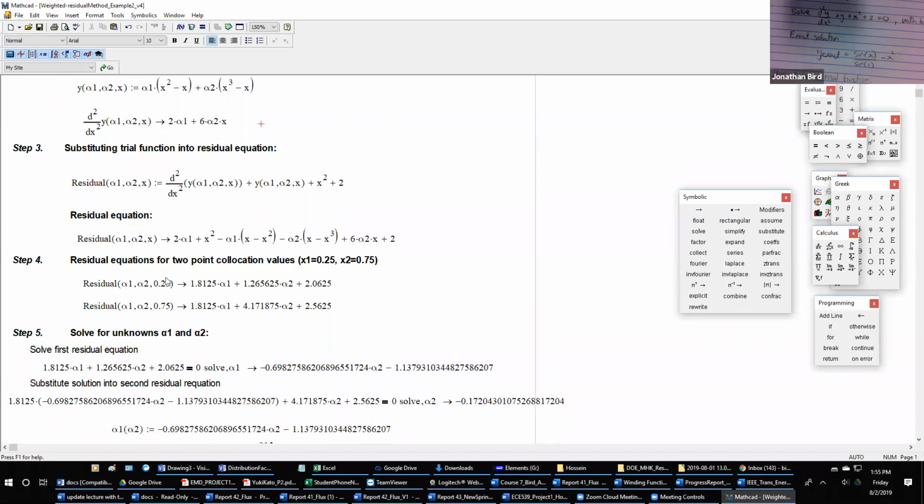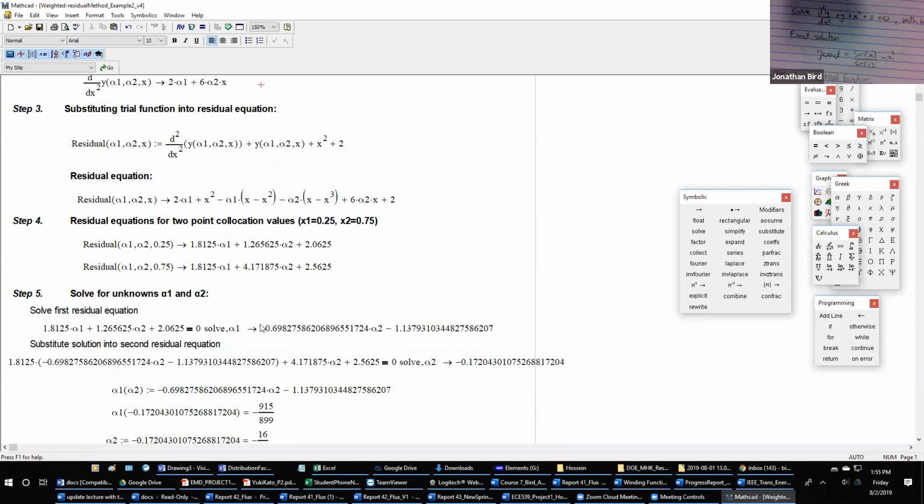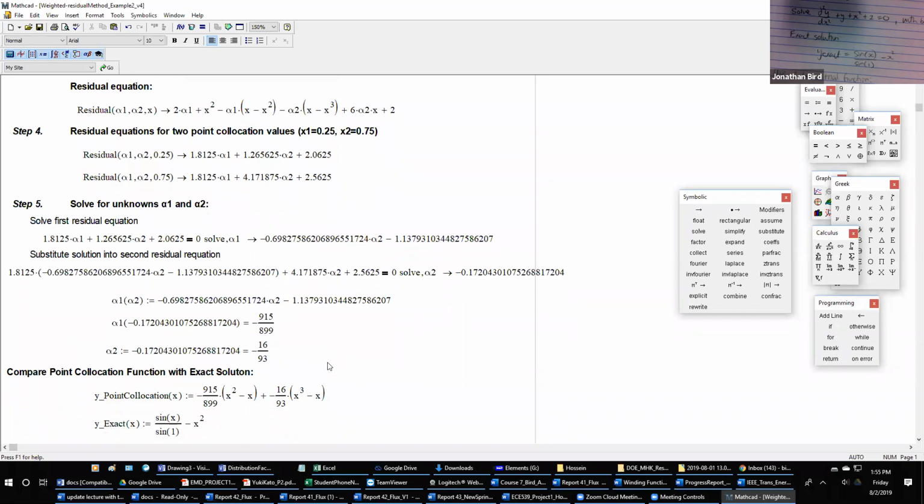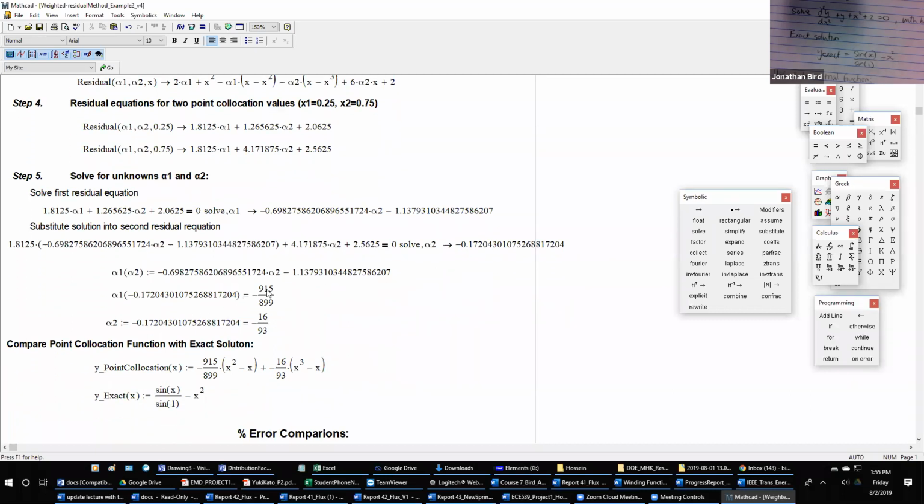And so then with the point collocation, I can choose 2 points where I've chosen x1 and x2. That will give two residual equations at 2 different points, right? And then I can solve for alpha 1 and alpha 2. So this is solving for the first one, solving for the second one, and then it gives me alpha 1 is equal to this and alpha 2 is equal to this. Okay. So then based on point collocation, this is our solution in here.